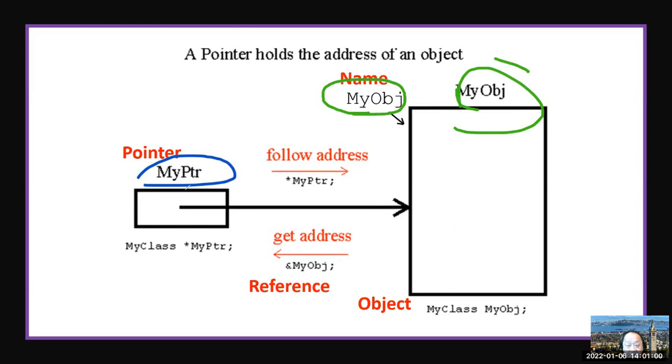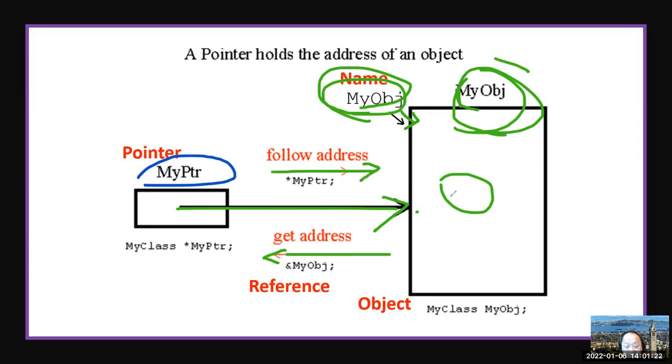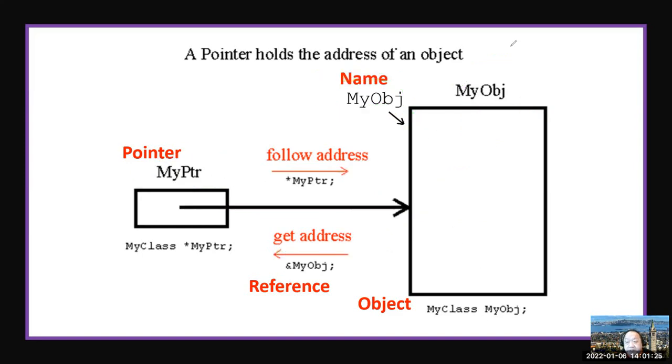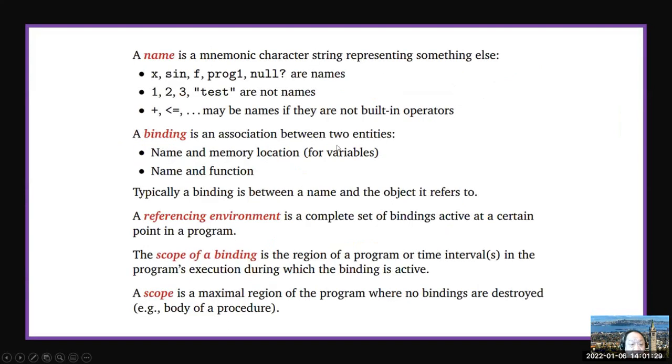You can have a name, you can have a pointer. A name usually directly references the object, and we call it a variable name. A pointer indirectly refers to the object. The address of an object can be assigned to a pointer, and the pointer can use the star operator to find the object. These are the relationships of pointer, reference, and the name of a variable. A name is a mnemonic character string representing something else. So X, sign, F, program one, null, these are all names. Numbers and text are literals, not names. Operators can be names if they are not built-in operators.